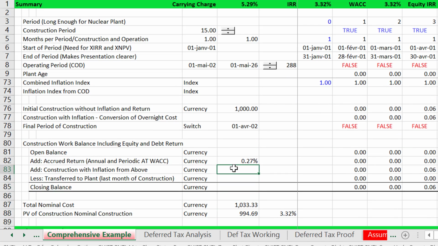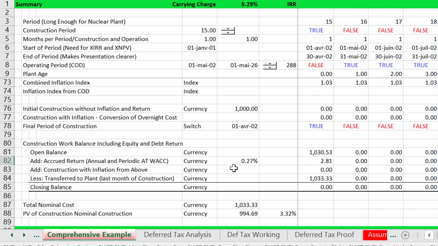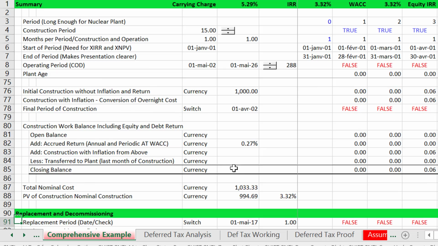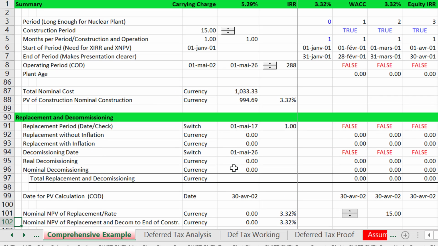Then you put a carrying charge during the construction period. That's something that used to be called AFDC or AFUDC, allowance for funds used during construction. My big subject in the 70s that I worked on. Oh, 80s, sorry, early 80s.